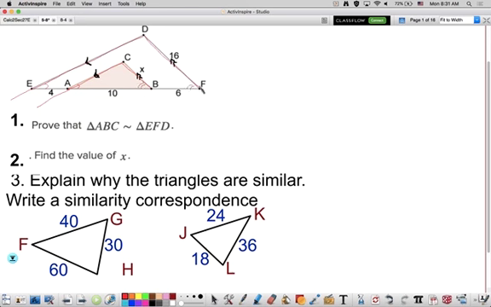So that means you have angle DEA congruent to angle CAB, and you also have angle CBA congruent to angle DFB. So why can I state that the triangles are similar?